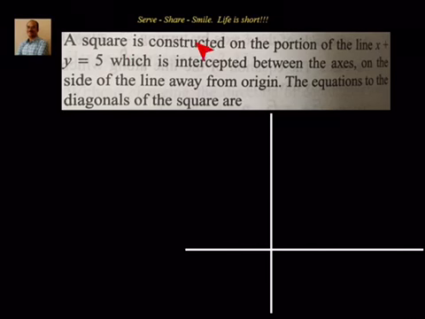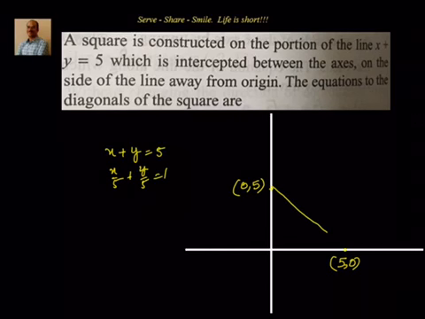We have been told that a square is constructed on the portion of the line x plus y equals 5 which is intercepted between the axes. So let's understand. Suppose x plus y equals 5. That means x by 5 plus y by 5 equals 1. So this intercept is (5, 0) and this intercept is (0, 5), and this is where the line is intercepting the coordinate axes.